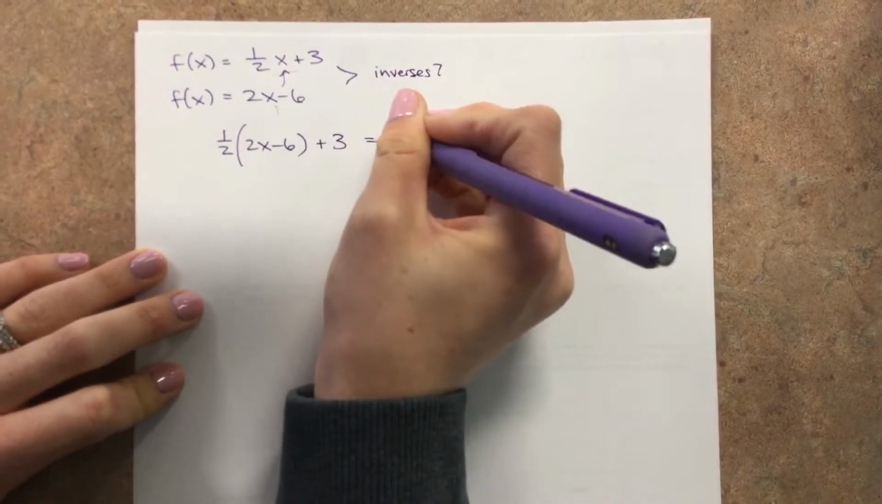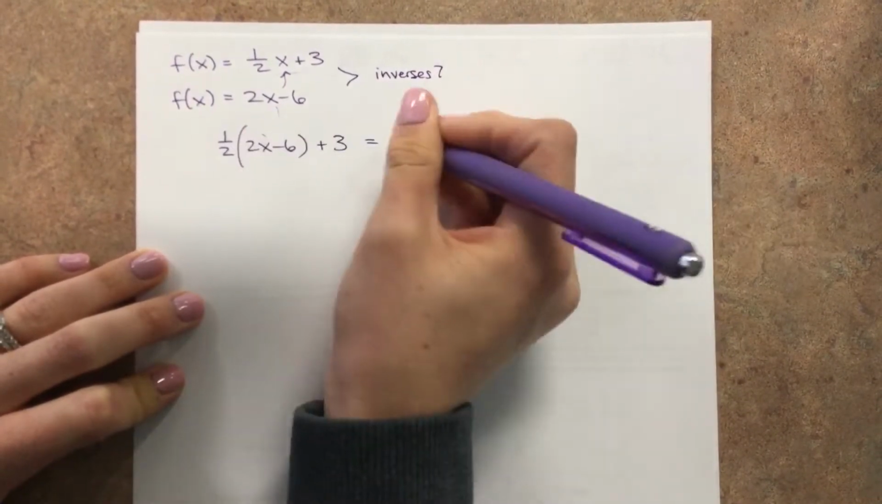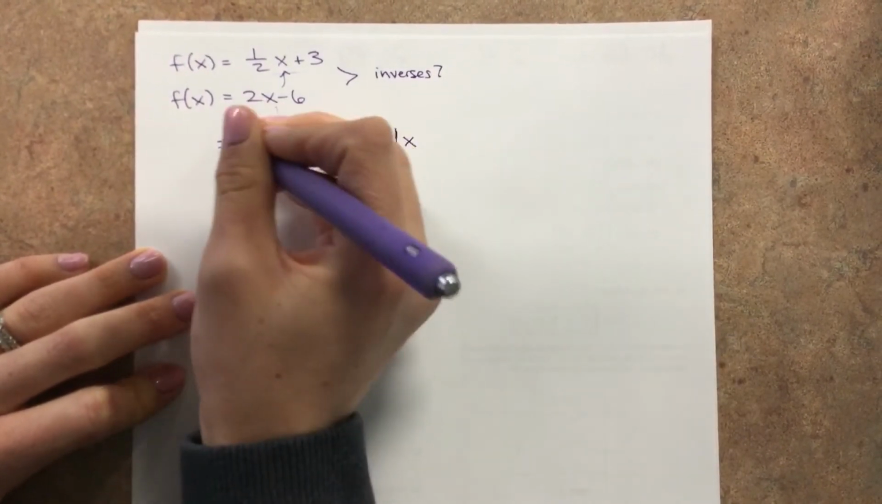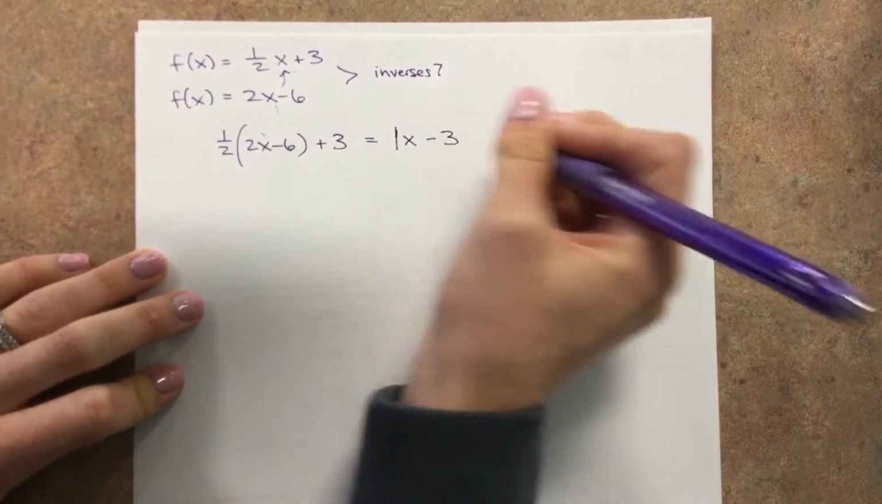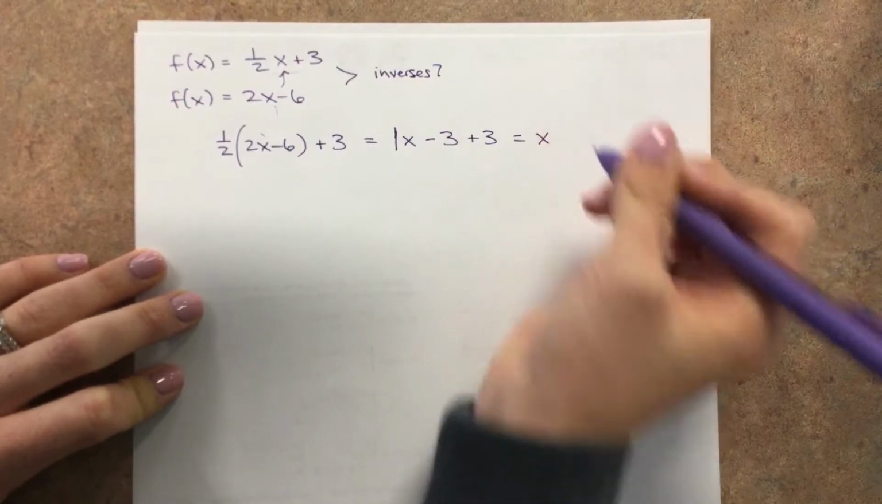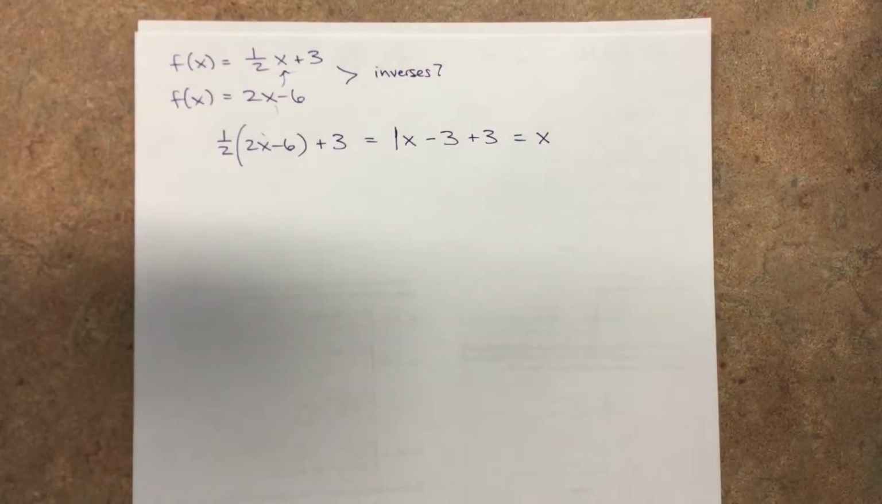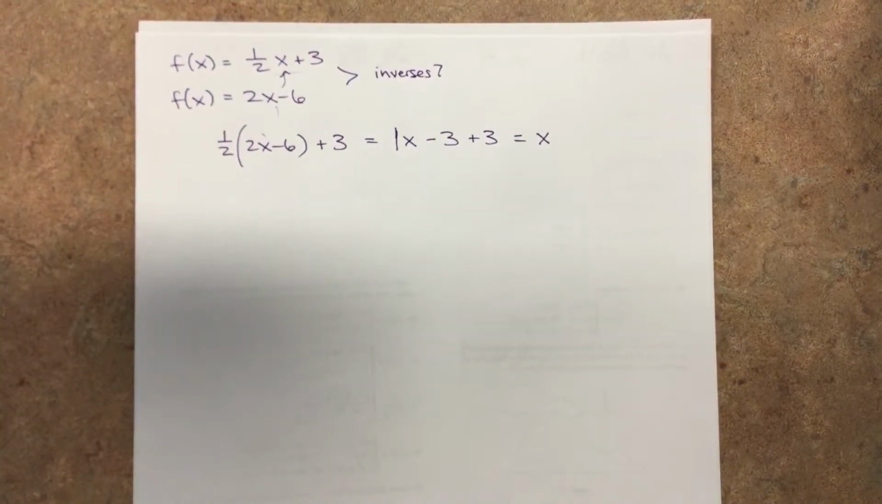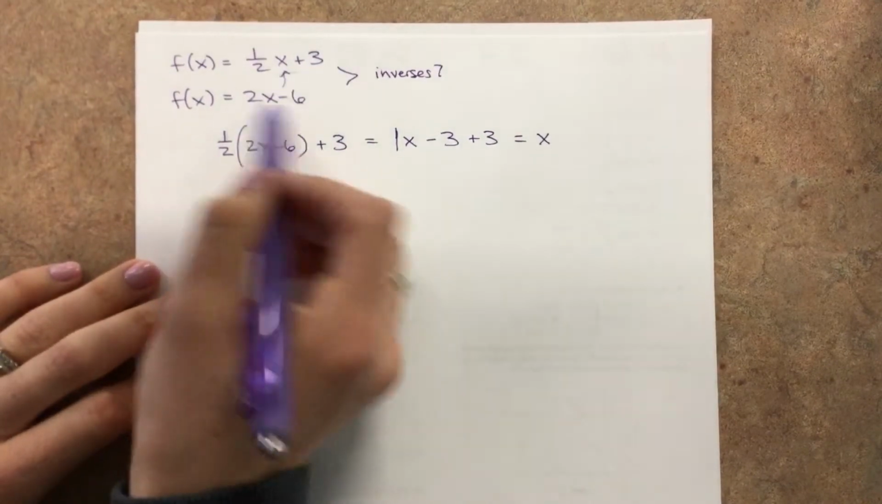So simplify that first by distributing the 1/2. So 1/2 times 2x is just 1x. 1/2 times -6 is -3, and then there's a +3 on the end. So this does end up just being x, which is a good sign. You're supposed to get x in both directions, and if you do, then it means they are inverses of each other. So now let's go the other direction.